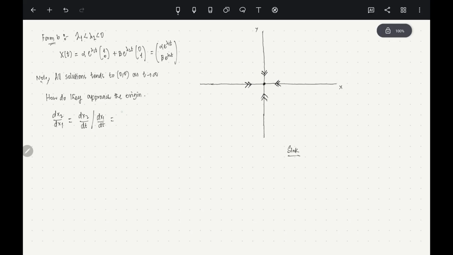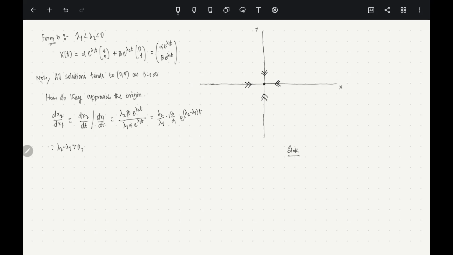That is nothing but lambda 2 beta e power lambda 2 t by lambda 1 alpha e power lambda 1 t. So that is given by lambda 2 by lambda 1, beta by alpha, e power (lambda 2 minus lambda 1) times t. Clear? Given any trajectory, the slope will look like that. Now since lambda 1 is less than lambda 2, lambda 2 minus lambda 1 is positive.